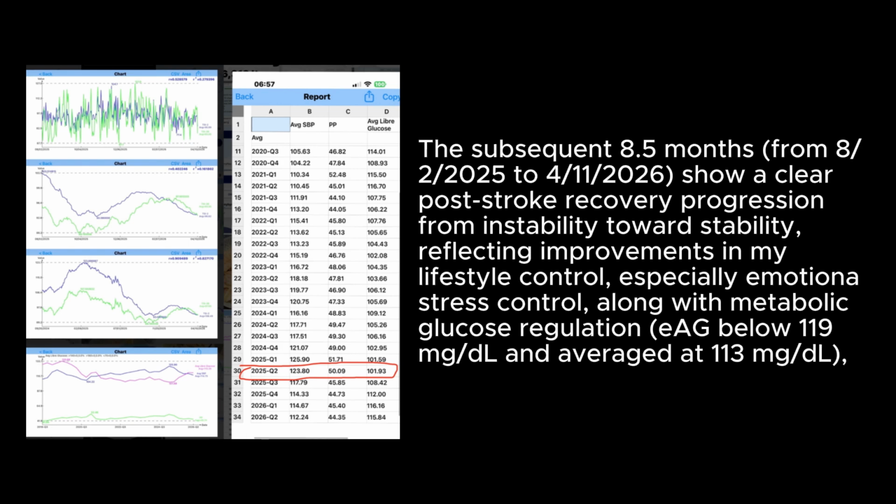The subsequent 8.5 months from the 2nd of August 2025 to the 11th of April 2026 show a clear post-stroke recovery progression from instability toward stability, reflecting improvements in my lifestyle control, especially emotional stress control, along with metabolic glucose regulation below 119 mg/dl and averaged at 113 mg/dl.